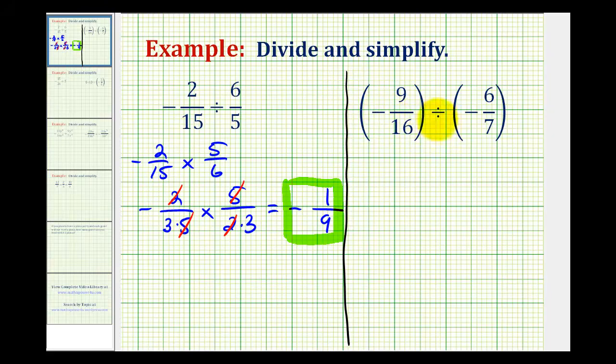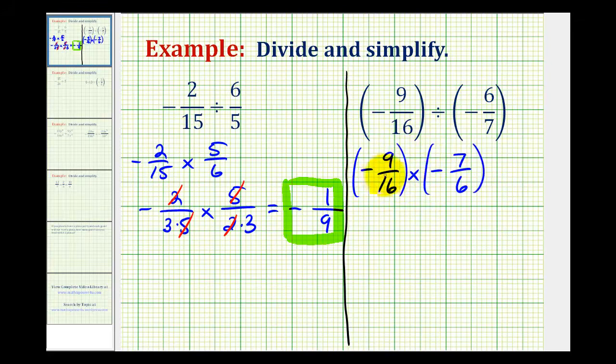Here we have a negative divided by a negative, so our quotient will be positive this time. Let's first rewrite this as a multiplication problem. Dividing by negative 6/7 is the same as multiplying by negative 7/6. So we'll have negative 9/16 times negative 7/6. If we want, we can include parentheses here.